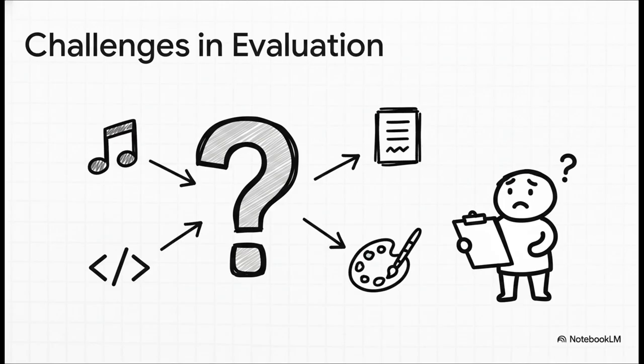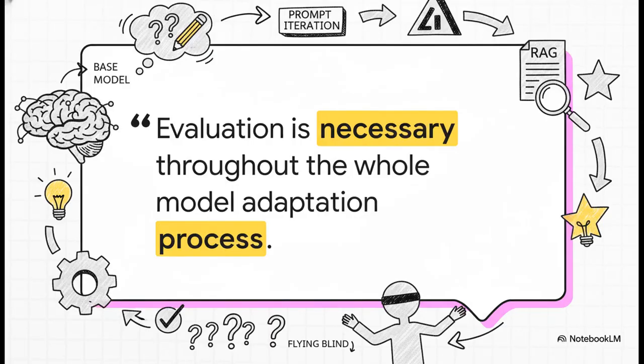It's why developers spend so much time building really solid evaluation systems. And the main takeaway here, the thing to really remember, is that evaluation isn't something you just tack on at the end. It's a constant, continuous process that guides every single decision you make along the way. You evaluate to pick your base model, you evaluate to improve your prompts, you evaluate to test your RAG system, and you evaluate to see if your fine-tuning worked. Without constant evaluation, you're just flying blind.